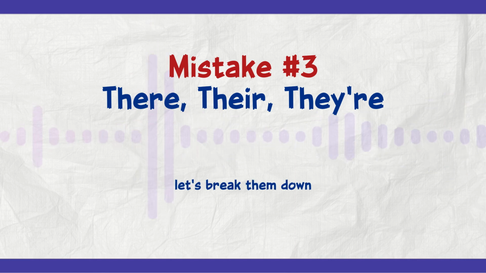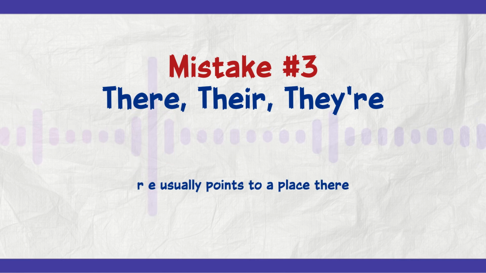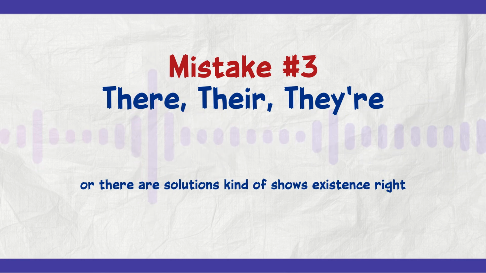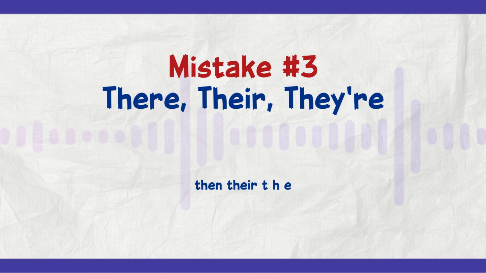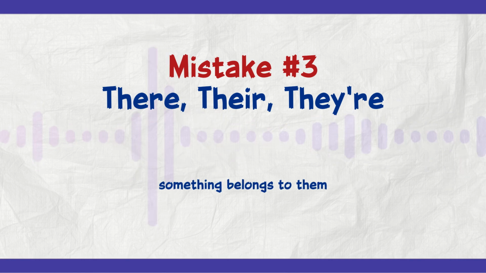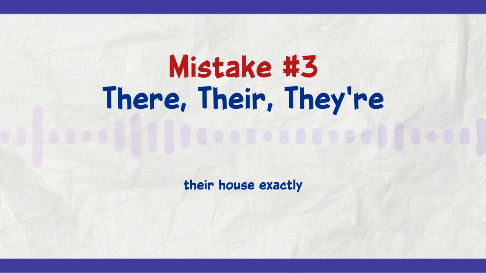Let's break them down. There, T-H-E-R-E, usually points to a place, there. Or it can introduce something, like, there is a problem, or there are solutions. It kind of shows existence, right? Then their, T-H-E-I-R. That's the possessive one for they. Something belongs to them, like their car, their opinion, their house.